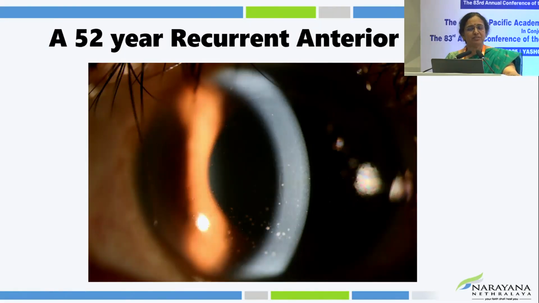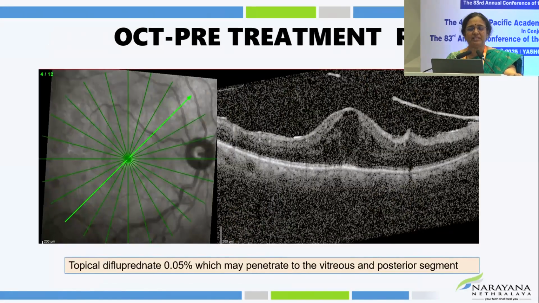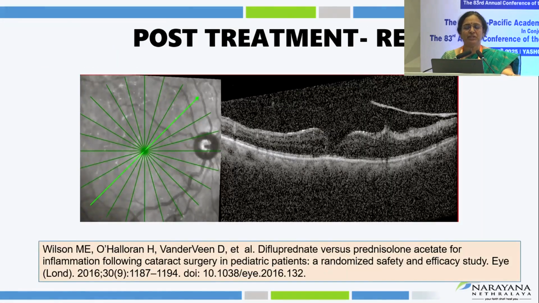The next case is a 52-year-old with recurrent anterior uveitis, where we can see medium and mutton-fat keratic precipitates. This particular patient had cystoid macular edema in the posterior segment of the eye. On investigation, common diseases like TB, sarcoid and other causes were ruled out. We used topical difluprednate, which penetrated into the posterior segment of the eye, like the vitreous cavity, resulting in controlling the inflammation and disappearance of the macular edema.